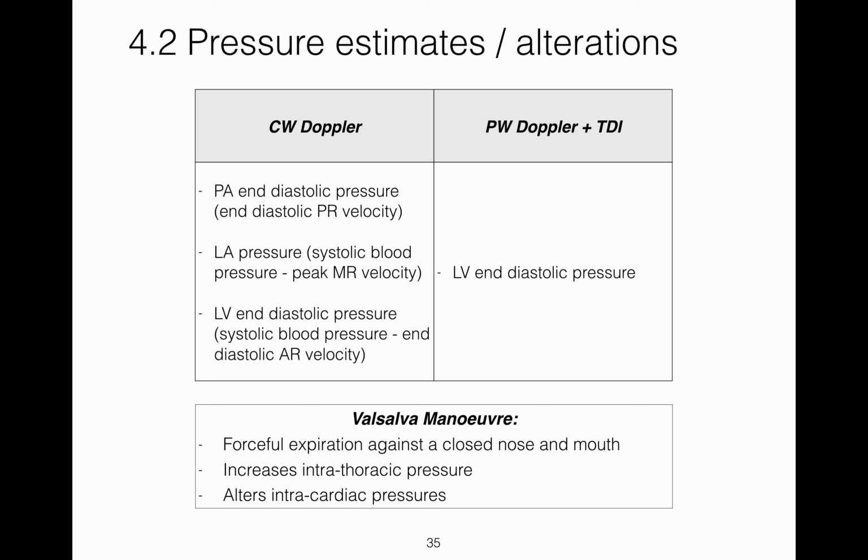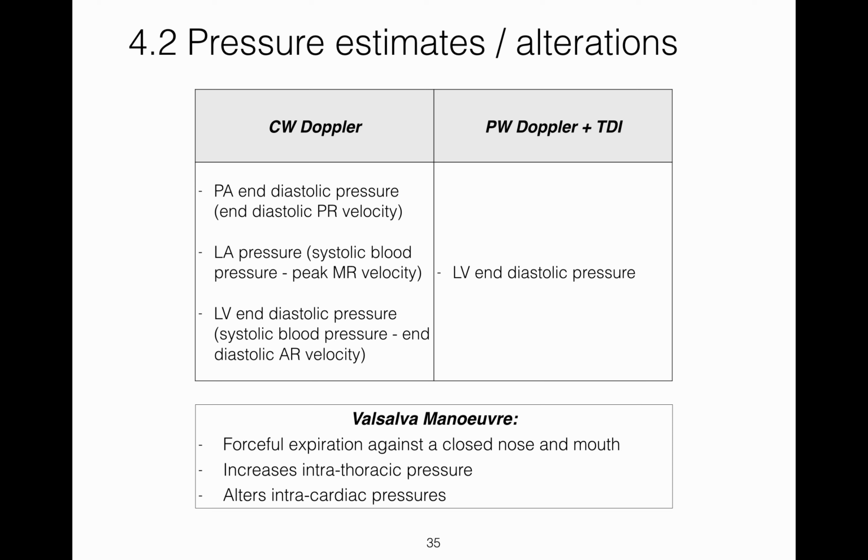Pulse wave Doppler and tissue Doppler imaging can be used to estimate left ventricular end diastolic pressure. Again, these will be covered in greater detail later in the course. What's important to remember is that Doppler enables these pressure gradients to be estimated.